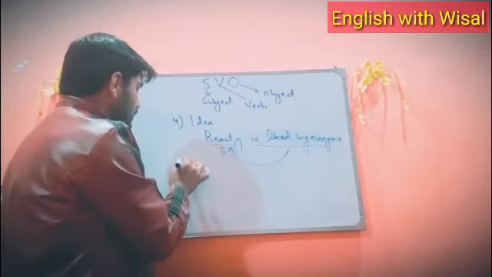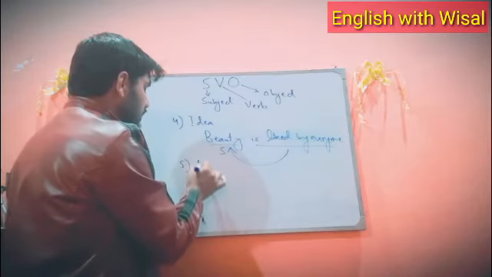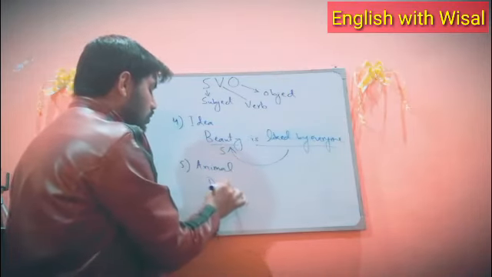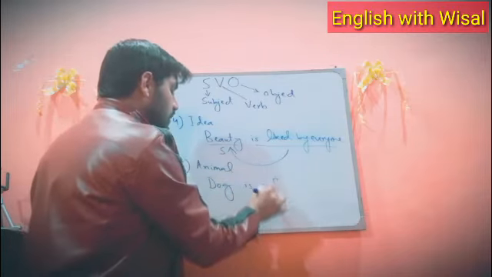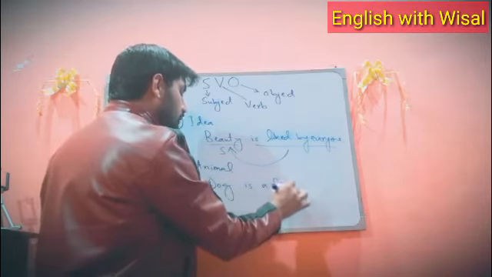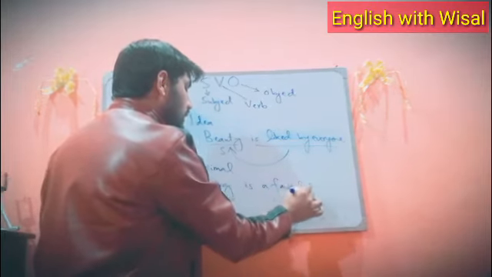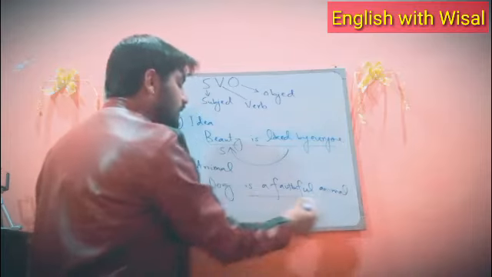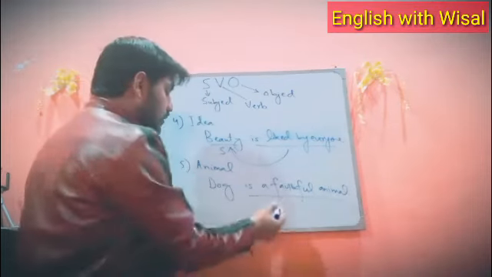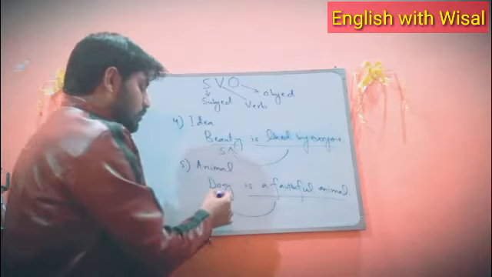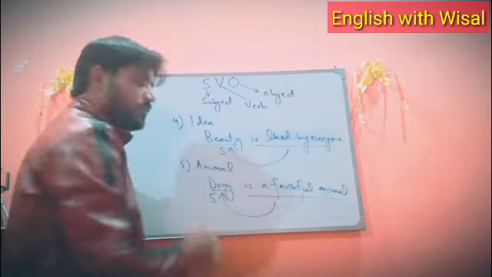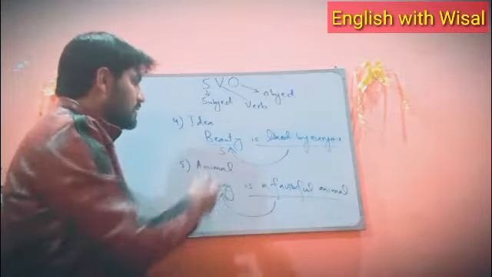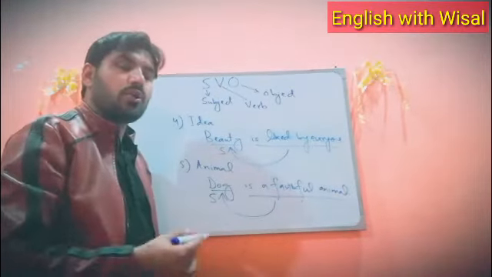The fifth one, subject can be an animal. For example, dog is a faithful animal. So you see, a faithful animal is about the dog. So in this sentence, dog is the subject and dog is an animal. So this is all about subject. I hope you got the idea of subject.